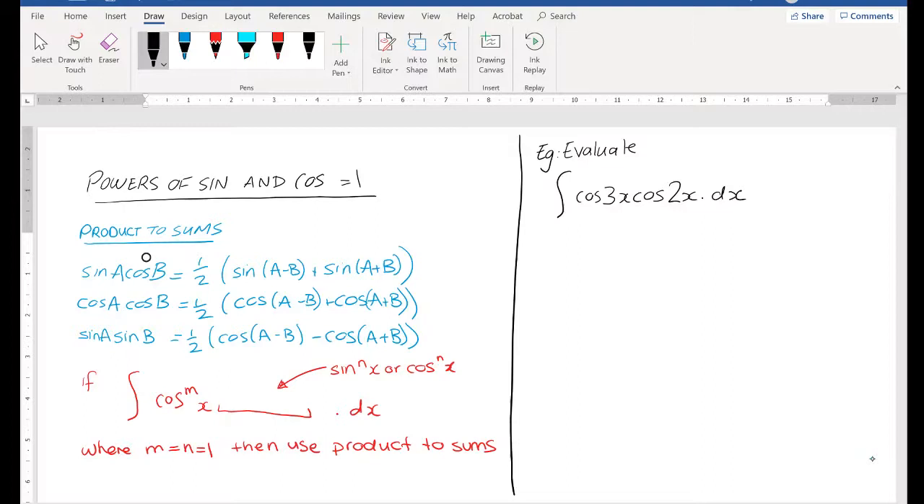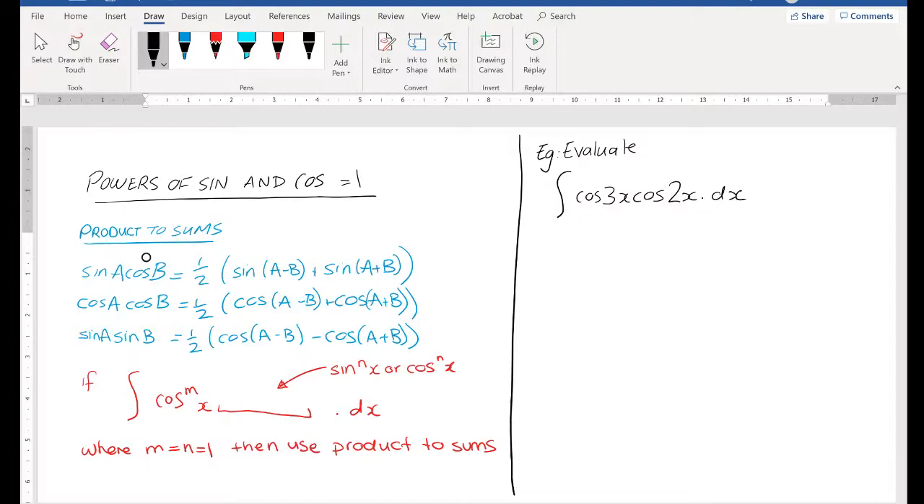are 1, then you use product to sum, okay? So just note that when the powers are 1, you use product to sum, and this here in the blue is your product to sum formula. So technically it could be sine and sine, cos and cos, or sine and cos, because they're the 3 possible arrangements we have for the formulas there.